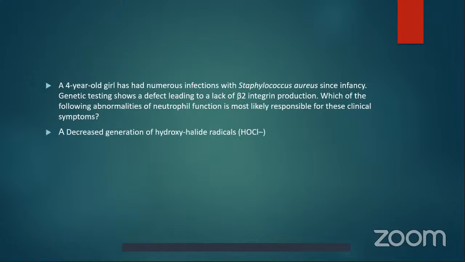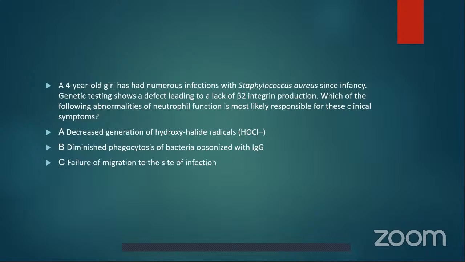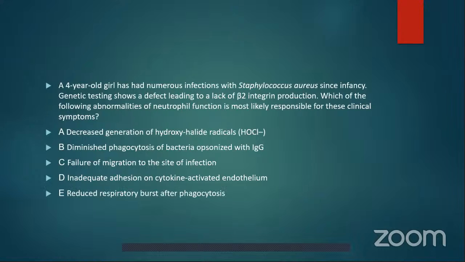Let's see the options. Is it because of decreased generation of hydroxy halide radicals? Is it because of diminished phagocytosis of bacteria opsonized with IgG? Is it because of failure of migration to the site of infection? Or inadequate adhesion on cytokine activated endothelium? Or is it reduced respiratory burst after phagocytosis? Anybody wants to take?